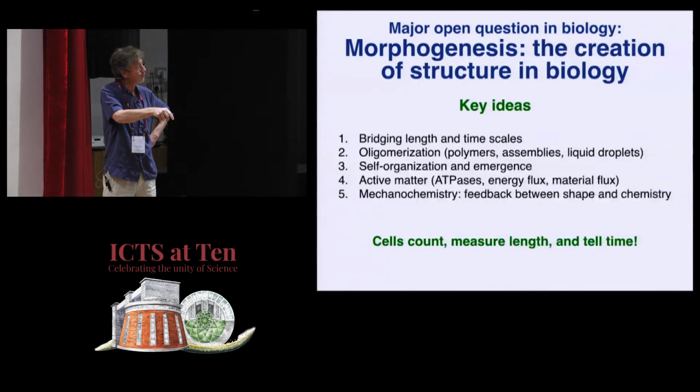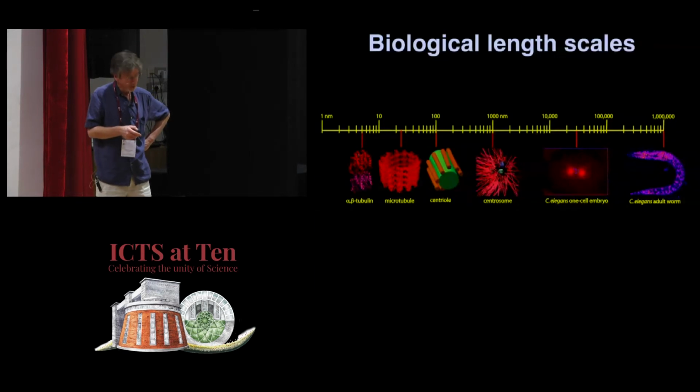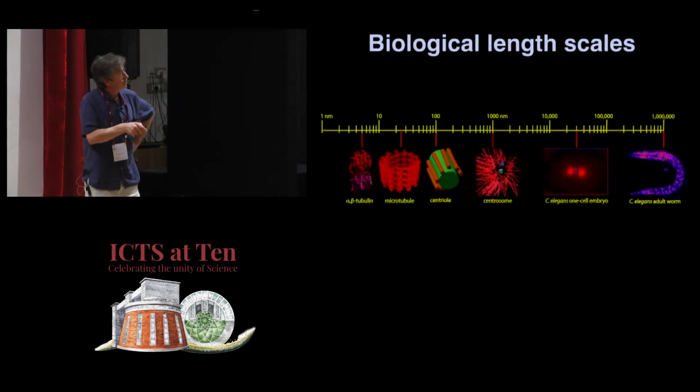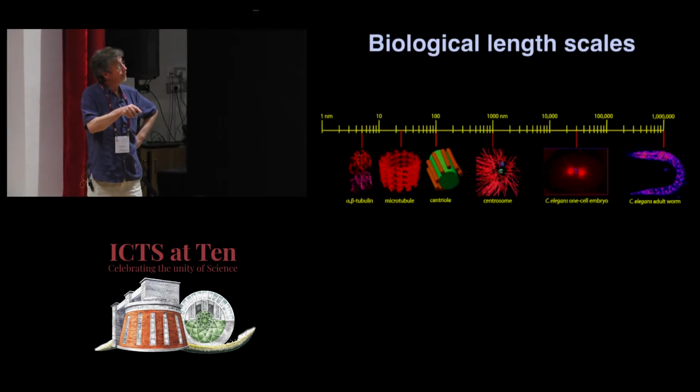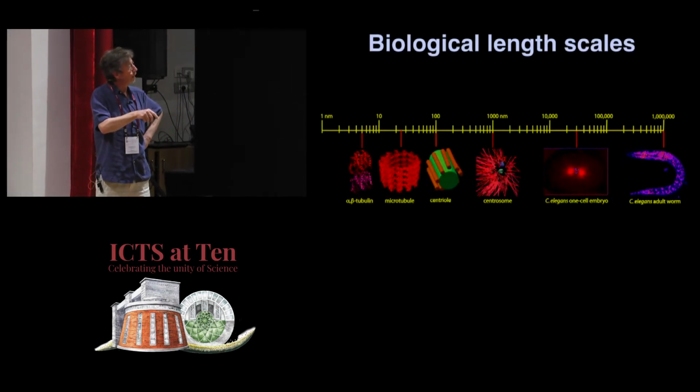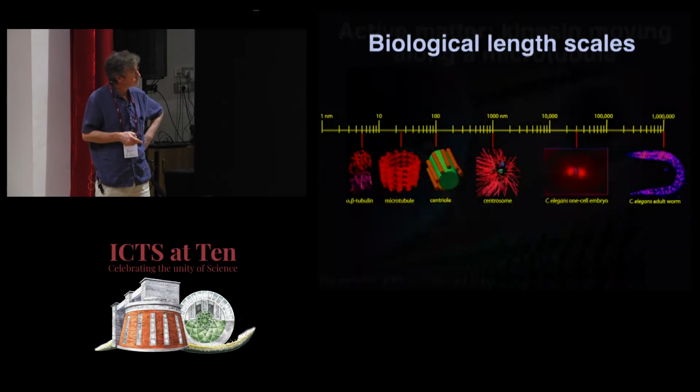And throughout all of this, the cells must be able to count, they must be able to measure length, and they must be able to tell time. So let me tell you the time scales and length scales that we're interested in. We're going from the molecular scale, really at the protein level, down at the nanometer level, all the way through to protein assemblies, organelles, things like the mitotic spindle, and the single cells, and then into whole organisms, for example, such as this worm here.